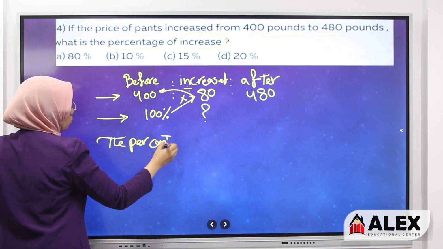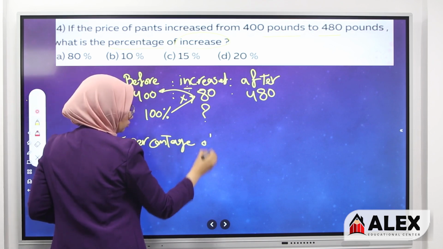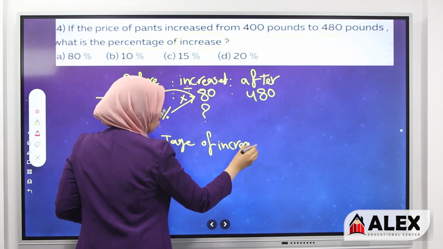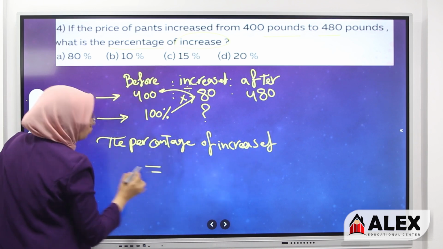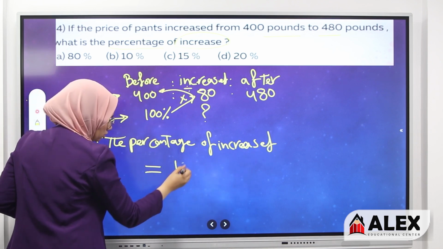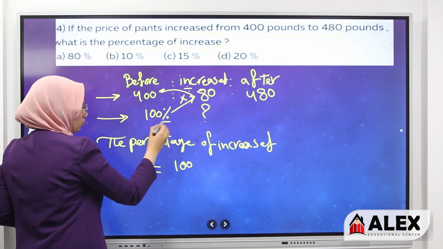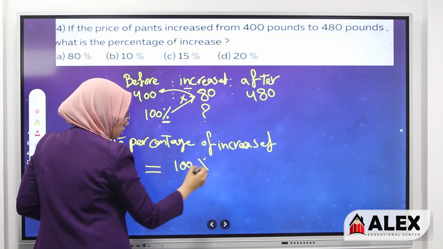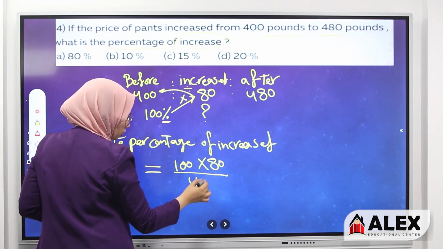The percentage of increase equal 100 without writing the percentage sign. Okay, 100 times 80 divided by 400.